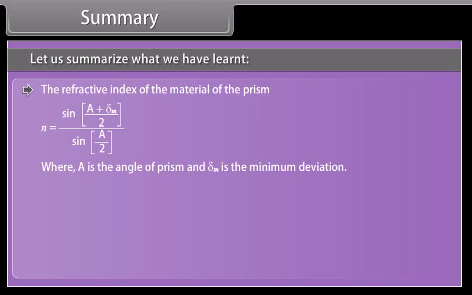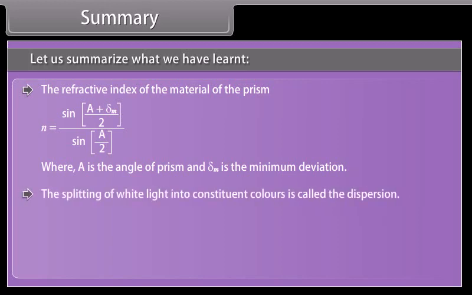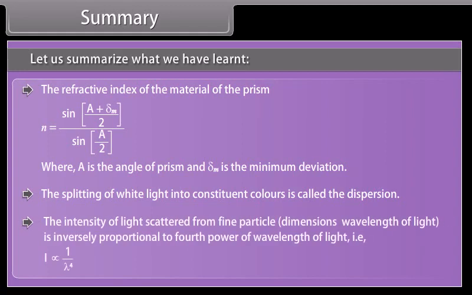The refractive index of the material of the prism, n = sin((A + delta minimum)/2) divided by sin(A/2), where A is the angle of prism and delta m is the minimum deviation. The splitting of white light into constituent colors is called the dispersion. The intensity of light scattered from fine particles, dimensions smaller than wavelength of light, is inversely proportional to fourth power of wavelength of light, that is, I is proportional to 1/lambda^4.